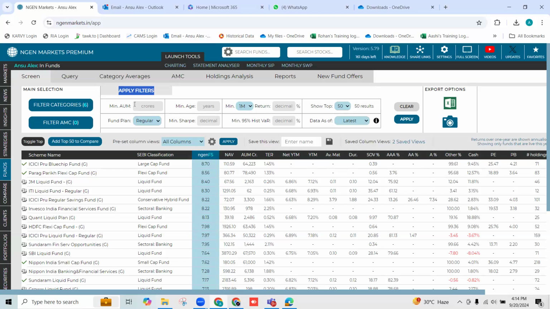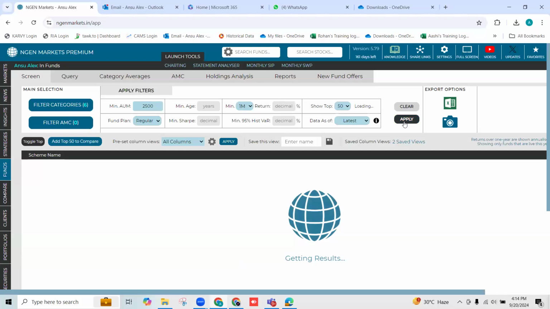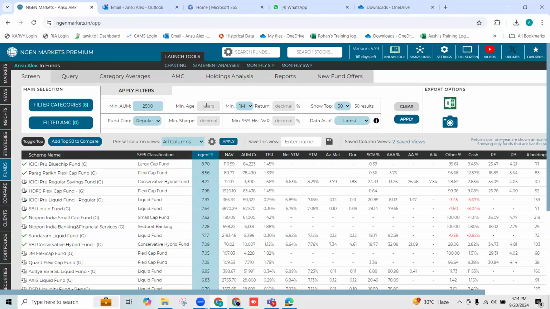So let's say I input the minimum AUM as maybe 2,500 crore, meaning I want to see only those funds from these categories whose AUM is 2,500 crore and above. And I'll simply hit on apply. Once that is done, let's say I also add in a minimum age parameter. Let's say I add in 5 and I say I wish to see only those funds that are 5 years and above, meaning 5 years and trading, and I hit on apply.